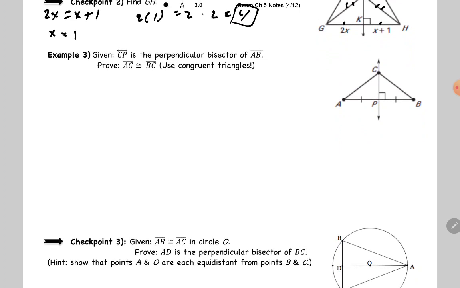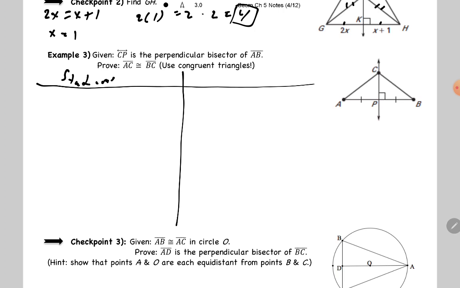Okay, given CP is the perpendicular bisector of AB, prove that AC is congruent to BC. Statement. Reason. So given CP is perpendicular bisector of AB. Okay, and that's because it was given to us.